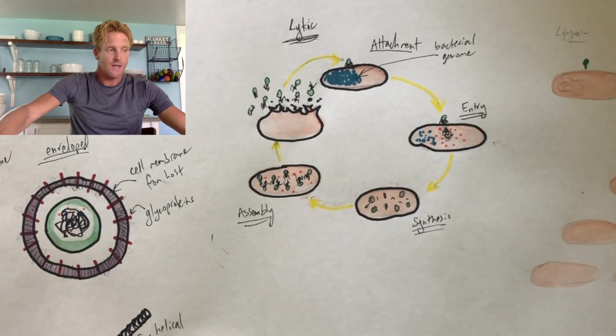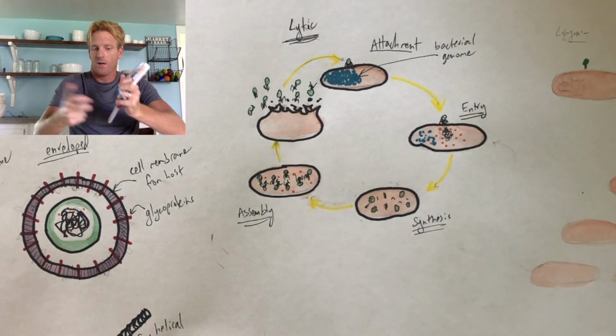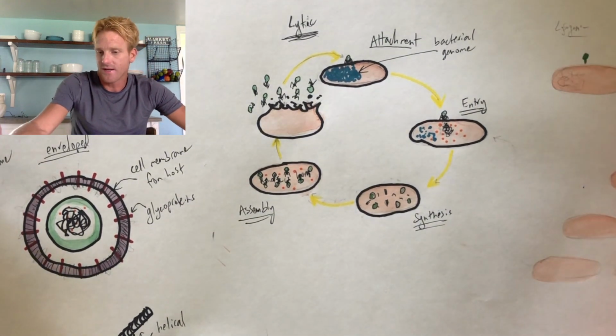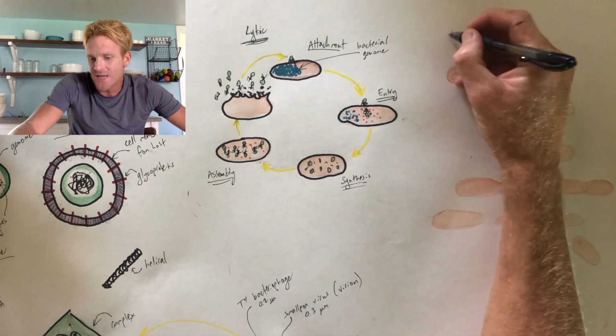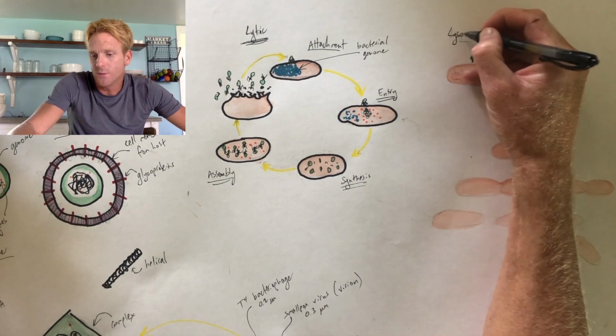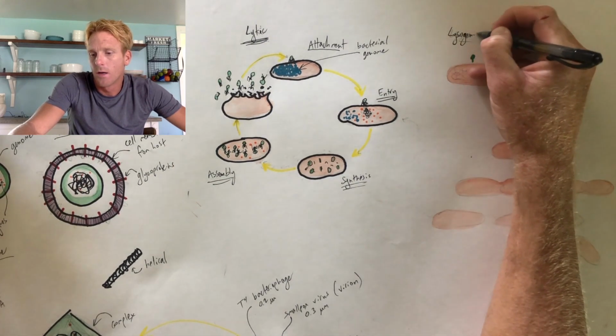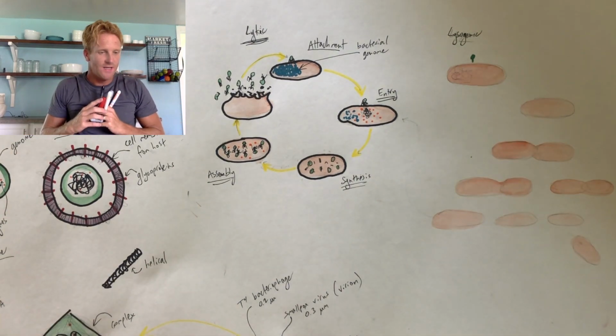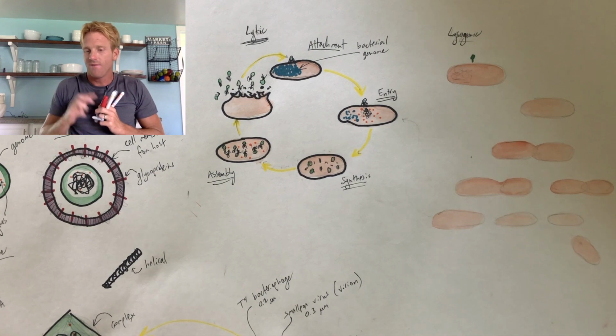Now, another type of bacteriophage reproduction that can occur is called lysogenic replication. We're going to use another bacteriophage as an example, one that also infects E.